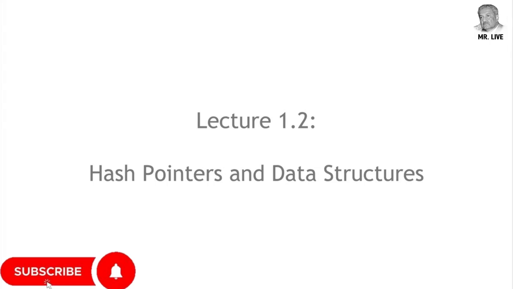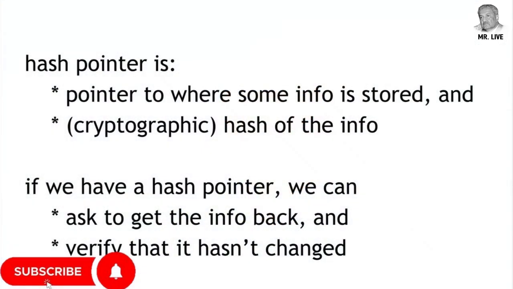In section 1.2, we're going to talk about hash pointers and their application. A hash pointer is a kind of data structure that turns out to be used a lot in the systems that we're talking about. And a hash pointer is basically a simple thing: we're going to take a pointer to where some information is stored, and together with that pointer, store a cryptographic hash of the information. So whereas a regular pointer gives you a way to retrieve the information, a hash pointer is going to let us ask to get the information back. And it's also going to let us verify that the information hasn't changed. So a hash pointer tells us where something is and what its value was.